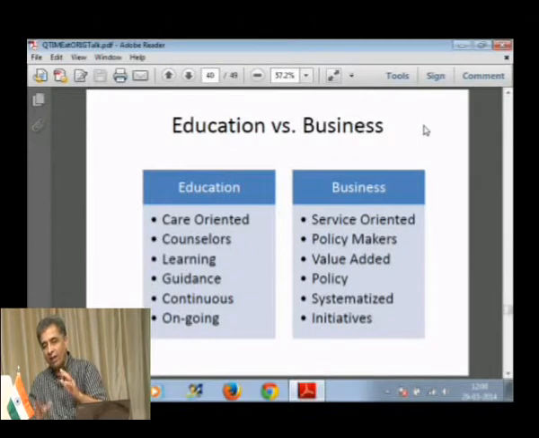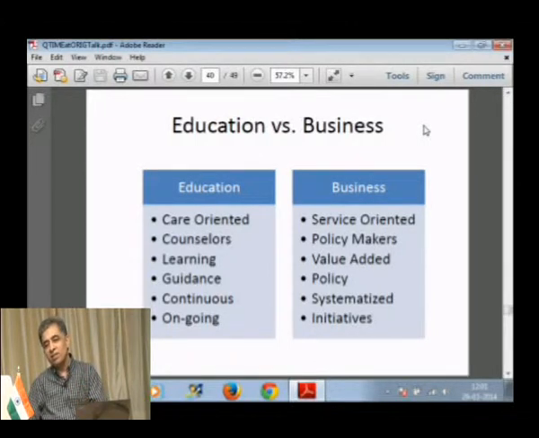Very simply, I'll take you through the difference between education and business. Education is what you are doing here inside the institution, learning some subjects. This is care oriented. Teachers are caring individuals who want you to learn. Whereas business is service oriented. They want to service you as a customer: if there's a problem, I can service it for you. Business is more towards service, education is more towards care. In education, teachers are counselors, whereas in business, they are policy makers.